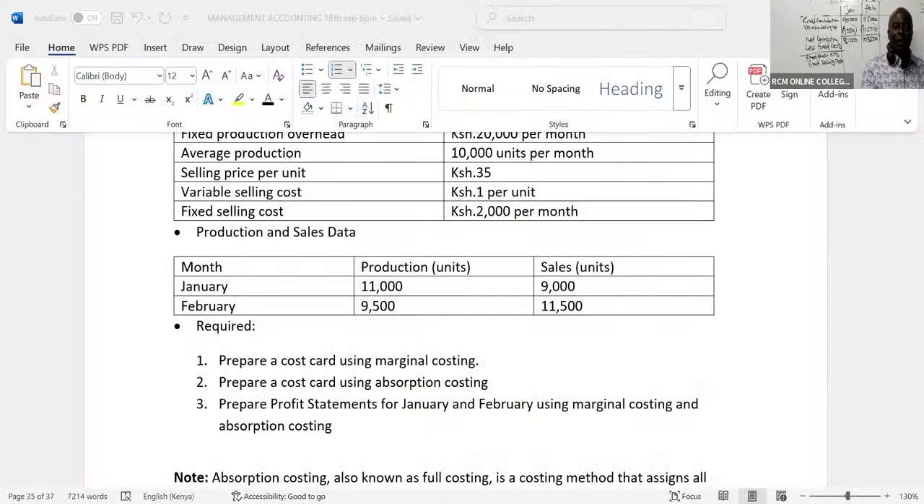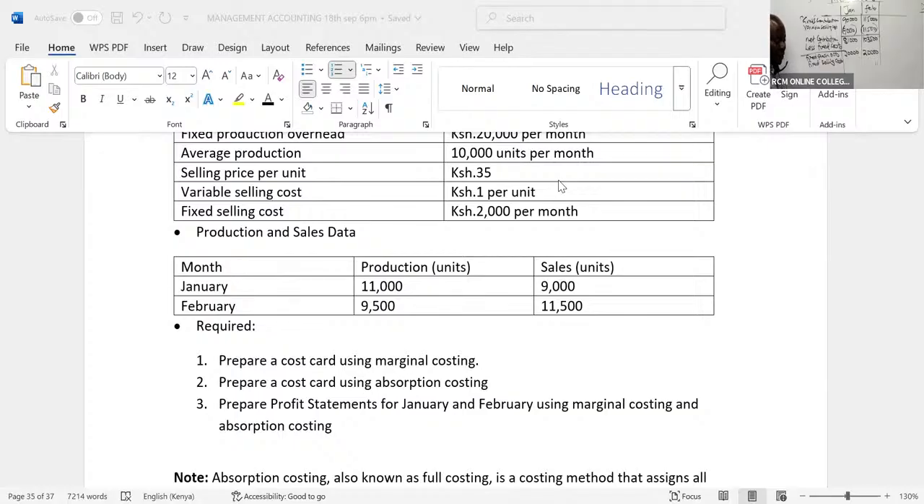Remember, the fixed production overheads will either be actual or expected. In this case, we expected fixed production overhead to be 20,000. So for January, it'll be 20,000. How about the fixed production overhead in the month of February? The same, because that 20,000 is per month.